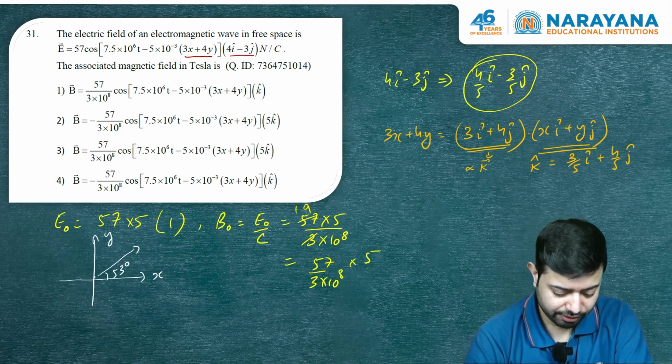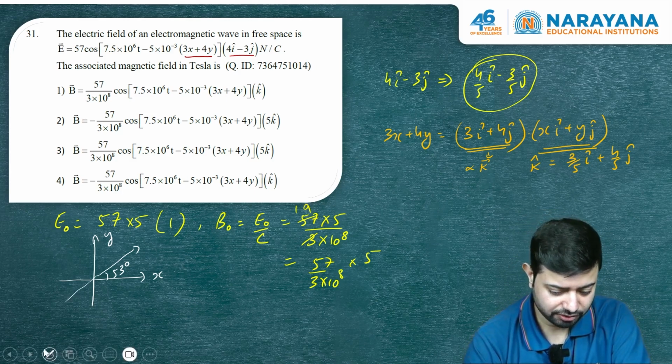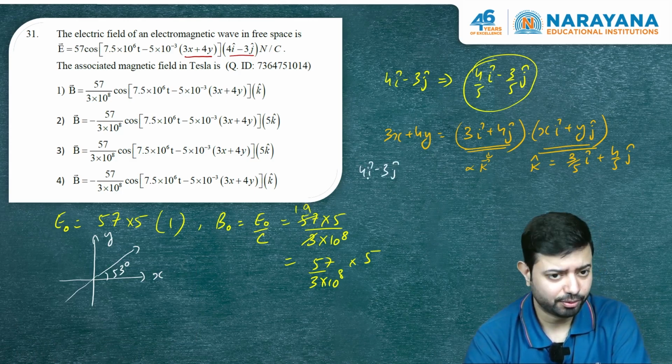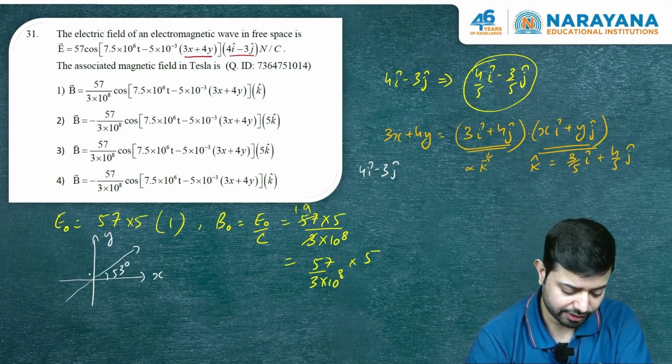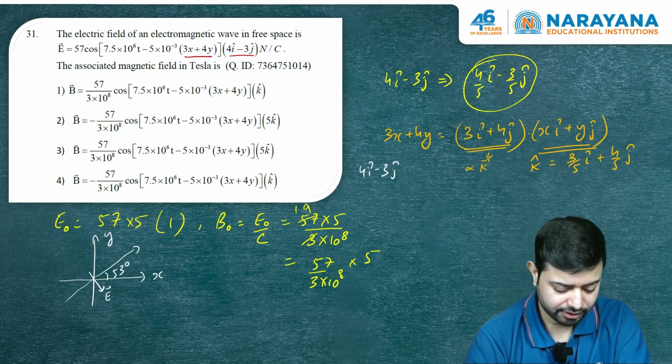But where is the oscillation happening? In which direction? The oscillation is given by the outside bracket part, which is 4 i cap minus 3 j cap. That means i cap is positive and j cap is negative. So which quadrant is it? It is going to be the fourth quadrant. So the oscillation of the electric field vector will be like this. My E vector is somewhere around there, and this is the velocity vector direction, the propagation direction.